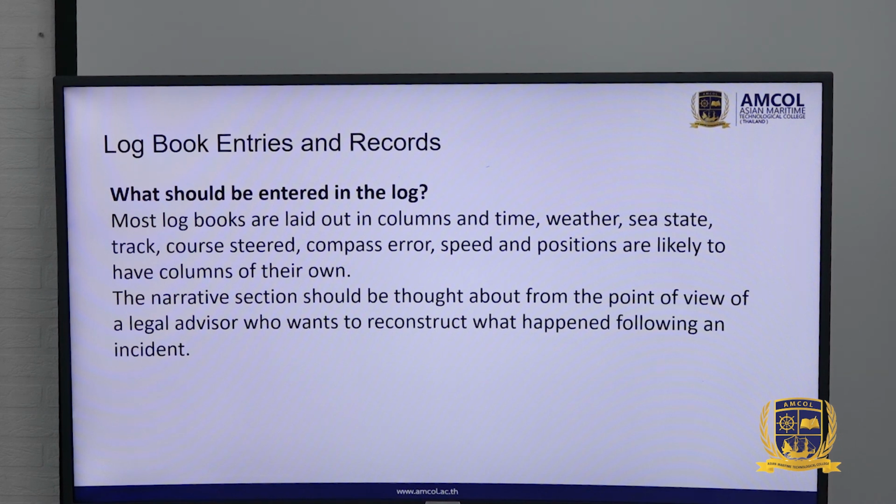What should be entered in the logbook? There are a number of points which we must consider, ranging from the course you steered, the speed, the weather, the course alteration point, compass error, your equipment condition, who is on the watch, what time the handover of the watch took place, who is at the con, and so on and so forth. So there are various entries which are required, and these days the ship owners have made very detailed logbooks so that all these entries could be included.